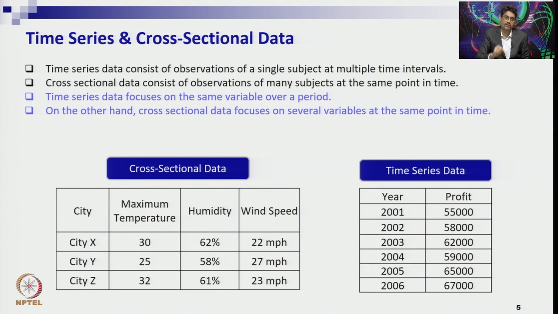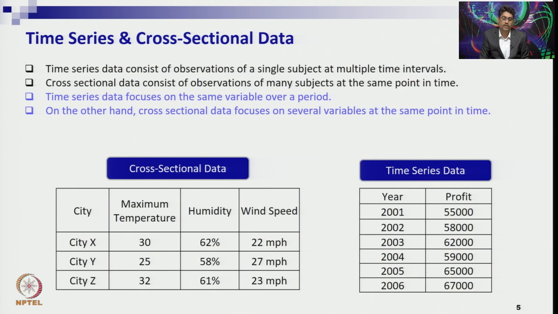But when it comes to the time series data, you are focusing only on a single variable, and for that single variable you are collecting the data over a period of time. Like January, February, March, April, May, June, or this quarter, second quarter, third quarter, fourth quarter, fifth quarter, sixth quarter, which means next year you have gone. So this way you are collecting the data for the same variable over a period of time.